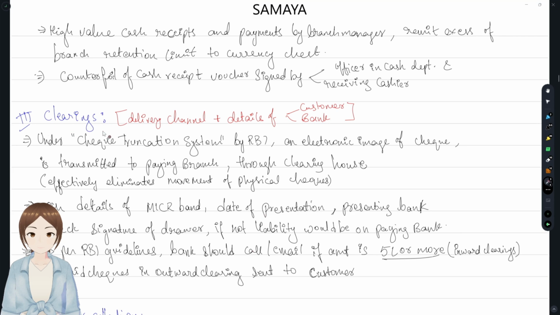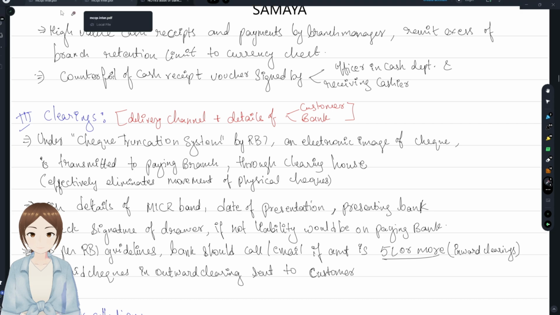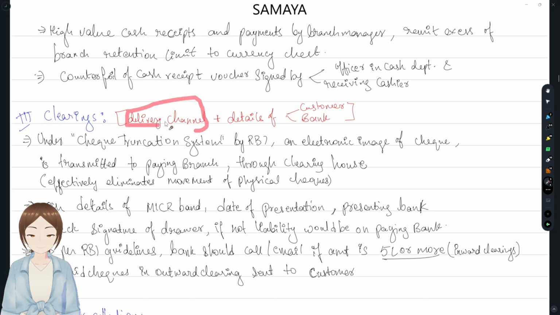And clearings are mostly a check or an e-check that was submitted to the bank for payment, under the check truncation system by RBI. This was a system stipulated by RBI with regard to clearings. The electronic image of the check, that is the e-check, is transmitted to the paying branch through a clearing house. That channel from the paying branch to the receiving branch is known as the clearing house. It's mostly like Razorpay or Instamojo in our e-payments, right? That's the delivery channel, the clearing system delivery channel.